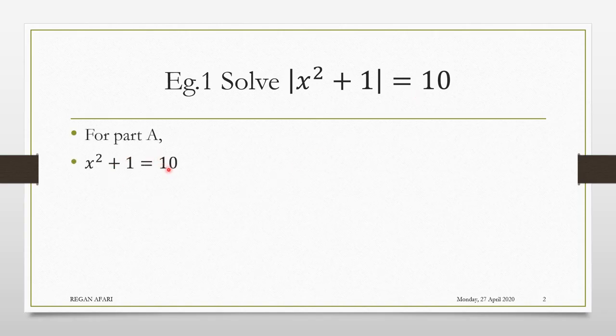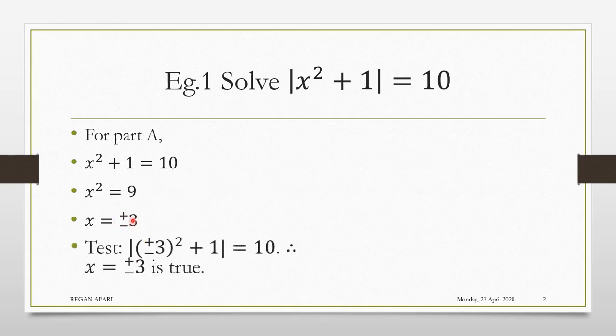Okay, so this is the first part. We equate it to 10, and then we solve for x. Now this plus 1 will move to the other side to become negative 1. So you have 10 minus 1, that gives you 9. You take the square root of 9, and x will be equal to plus or minus 3. Now what you do is test your answer, by putting the values of x into this function to see if the answer will be a positive 10.